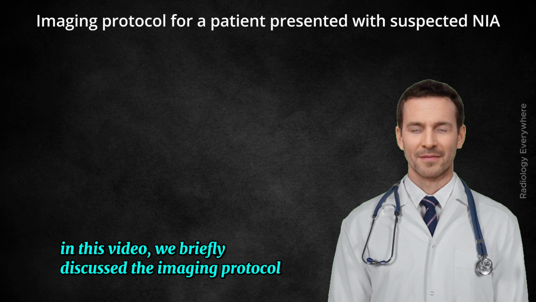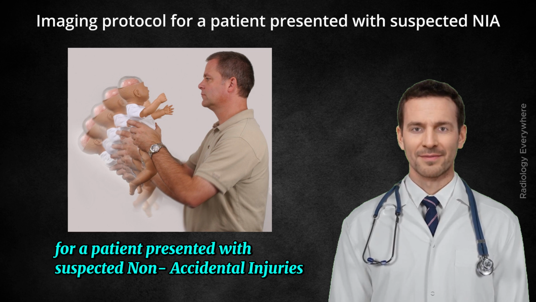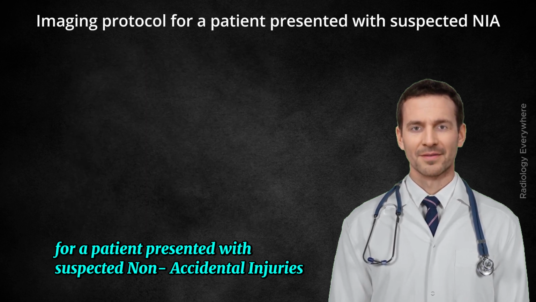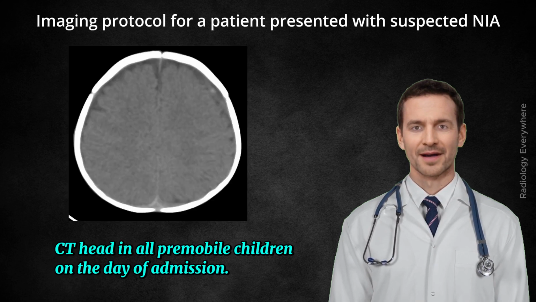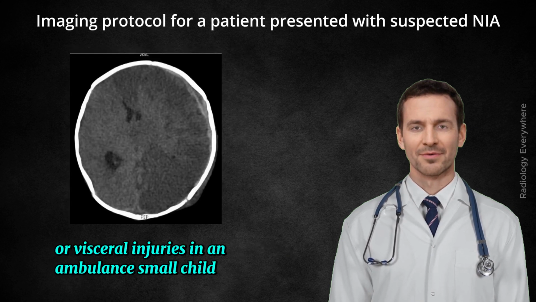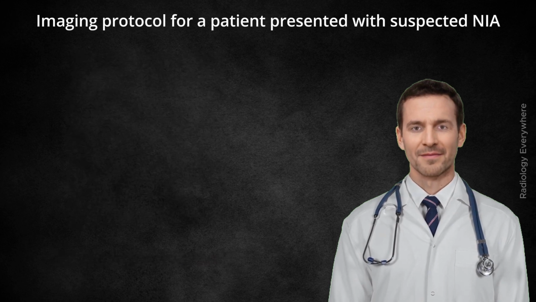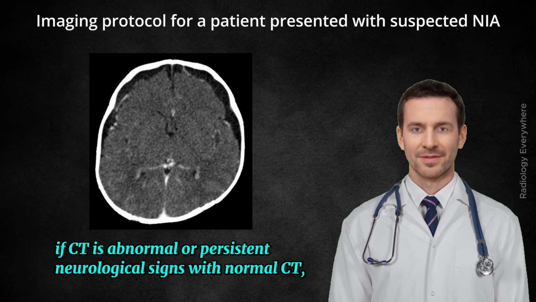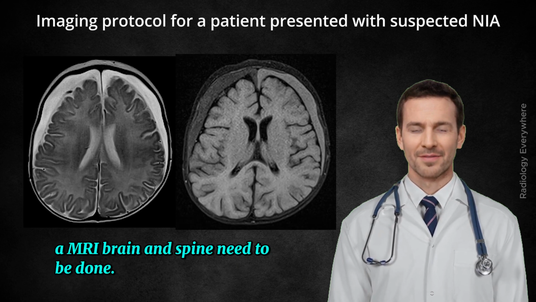In this video, we briefly discuss the imaging protocol for a patient presented with suspected non-accidental injuries. We are doing neuroimaging as follows. CT head in all pre-mobile children on the day of admission. If there are rib or spinal fractures, retinal hemorrhages, or visceral injuries in an ambulant small child, we can consider CT head. If CT is abnormal, or there are persistent neurological signs with normal CT, MRI brain and spine need to be done.